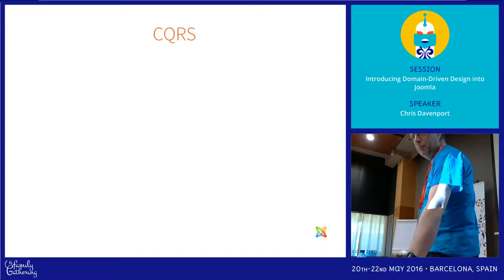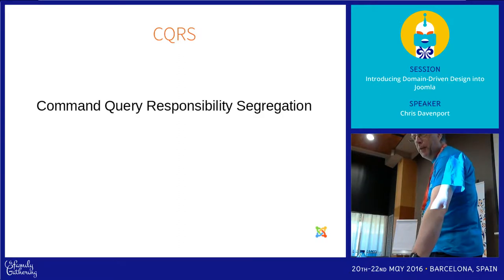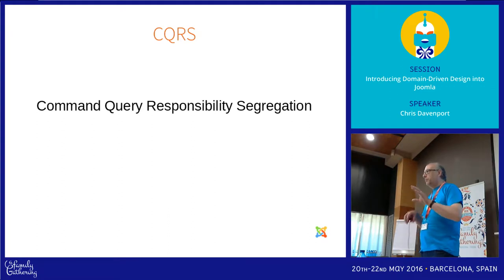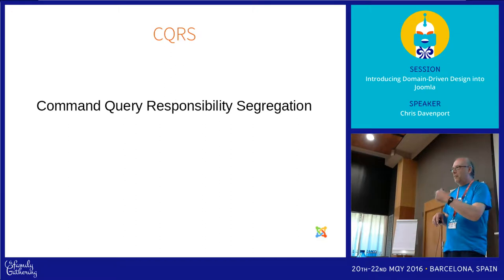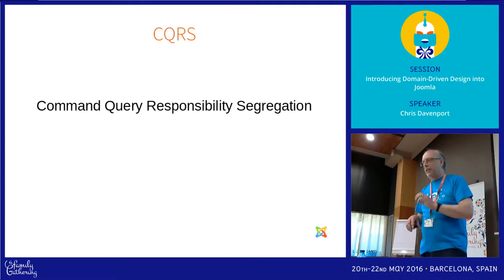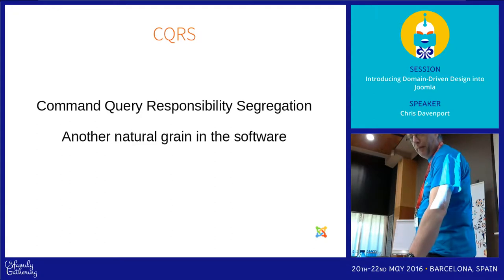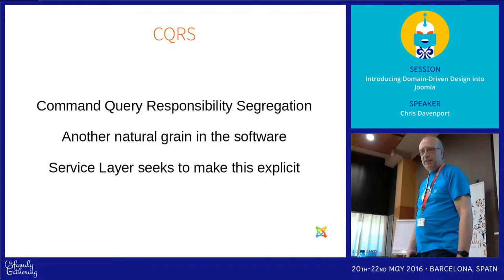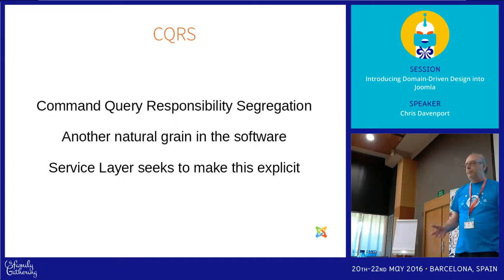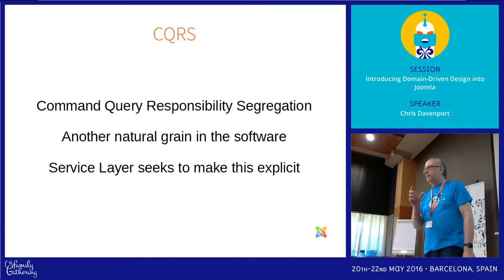Now, since then, it's been extended, I think, by Greg Young, who talks about command query responsibility segregation, which is where you're separating the responsibility completely of commands and queries. So we're not just talking about methods having particular functions. We're actually saying here, we'll have completely different code to handle commands as against queries. And again, this is to follow that natural grain in the software. And the service layer tries to make that explicit by having separate classes for commands and queries.